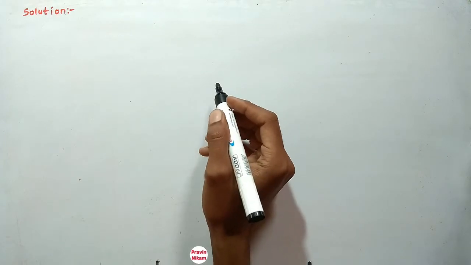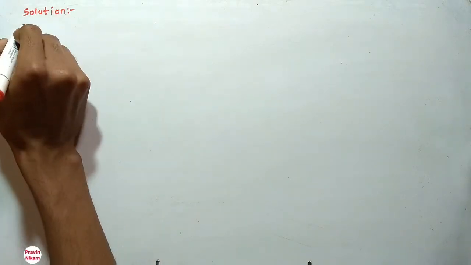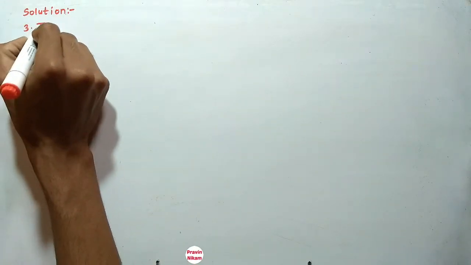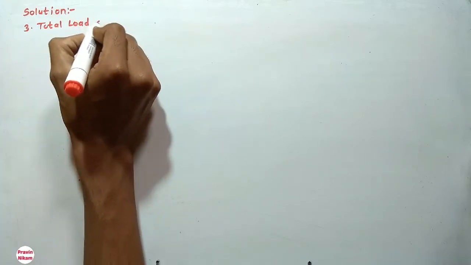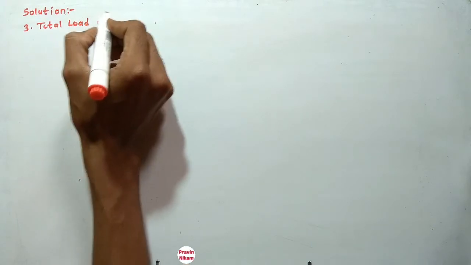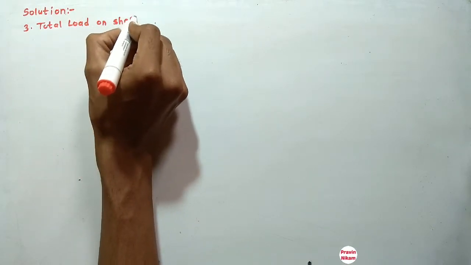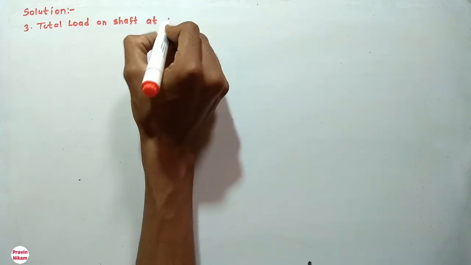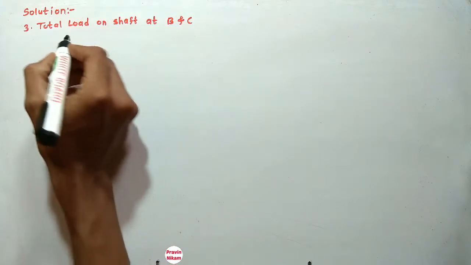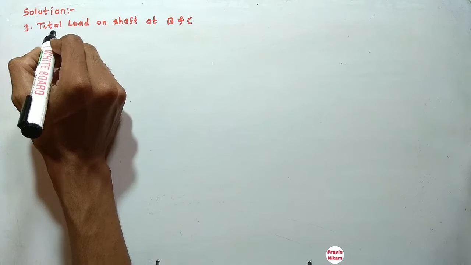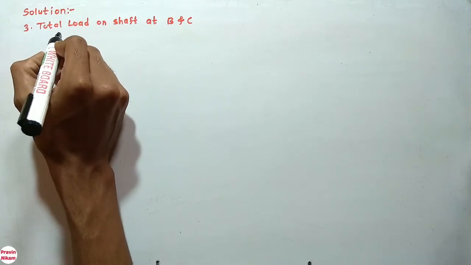Now friends, let us see how to find out total load on shaft at point B and C. So next step, third step is total load on shaft at point B and C. So now let us first find out T3 and T4. T1 and T2 are known. Let us find T3 and T4.